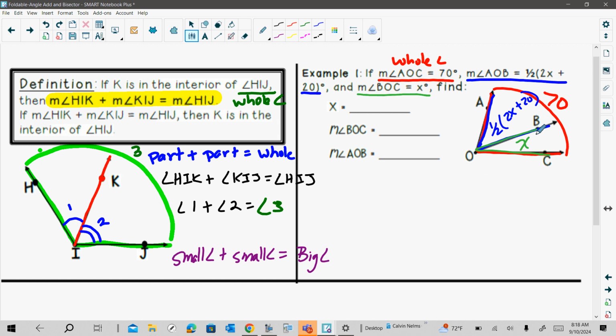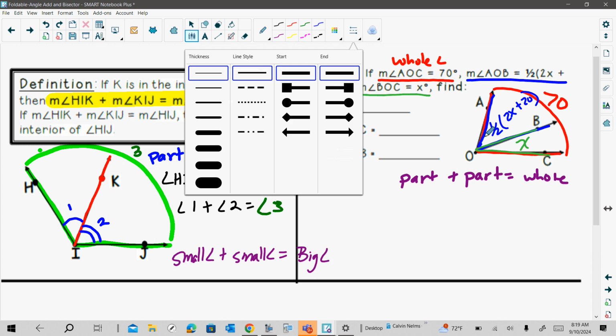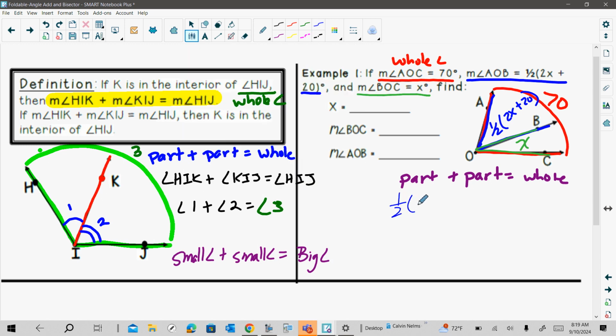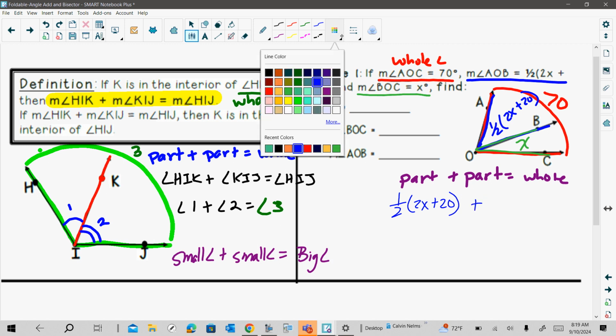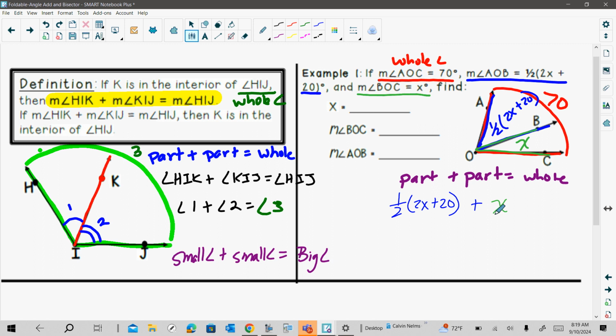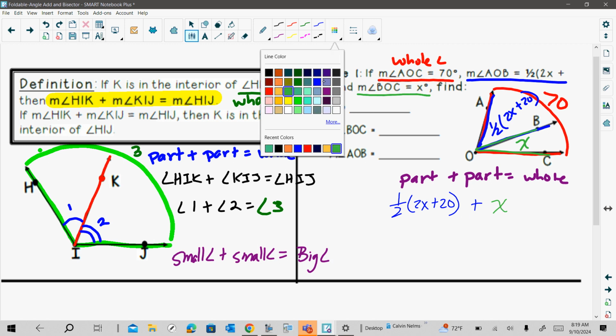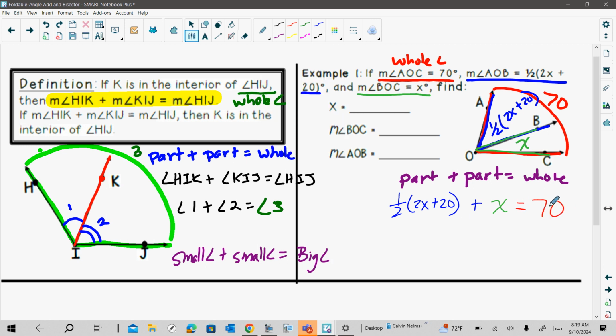So what we are showing here, hopefully you see it, is that you have a part plus another part equals the whole angle. So you're going to have to write the equations. The first part we have, AOB, that's 1/2 of 2x plus 20. I'm going to add that to BOC, which was just my x, and that is going to equal the whole angle, which was 70.